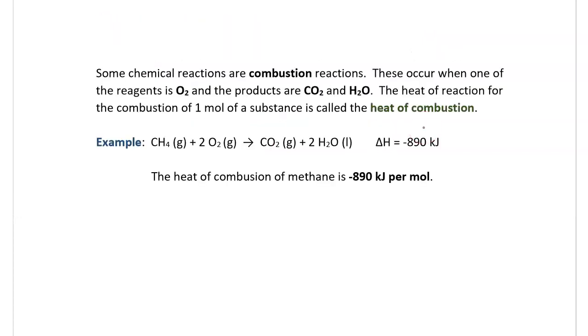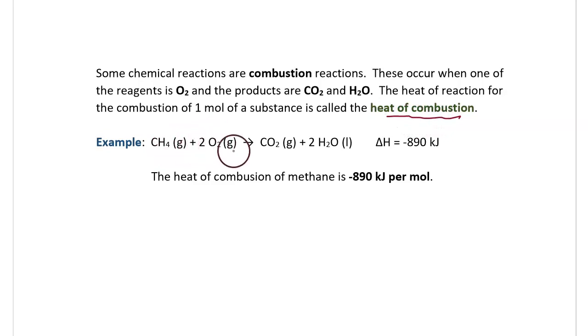Some chemical reactions are combustion reactions. These occur when one of the reagents is oxygen and the products are carbon dioxide and water. The heat of reaction for the combustion of 1 mole of a substance is called the heat of combustion. So heat of combustion means the same thing as heat of reaction, but this term is used when the reaction is a combustion reaction. Here's an example.